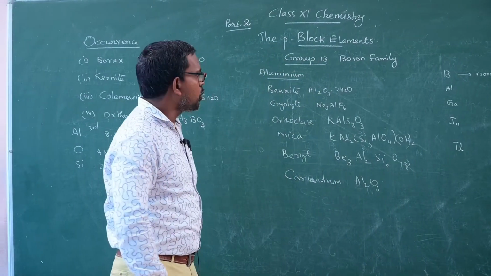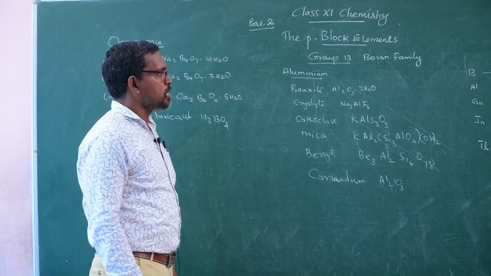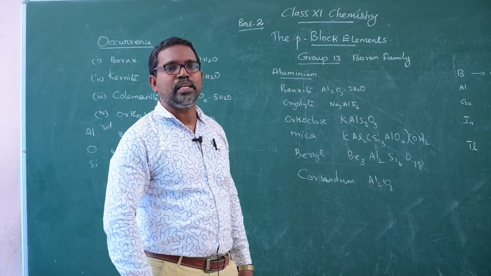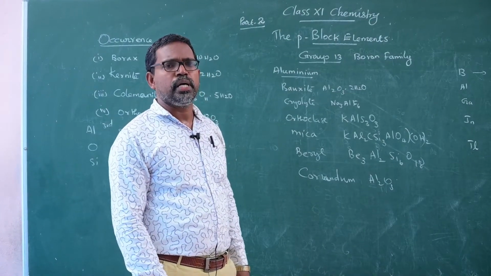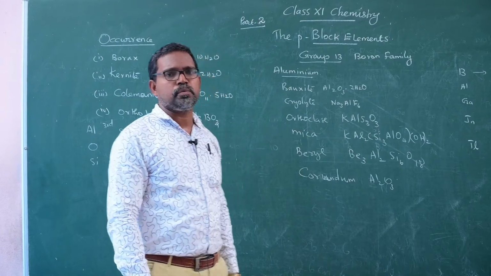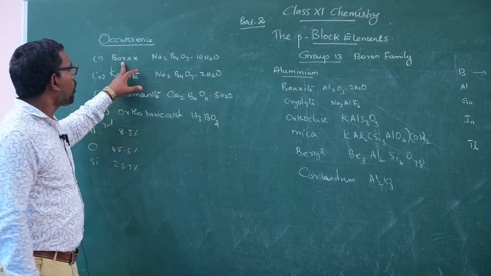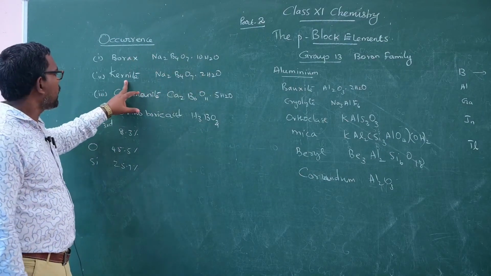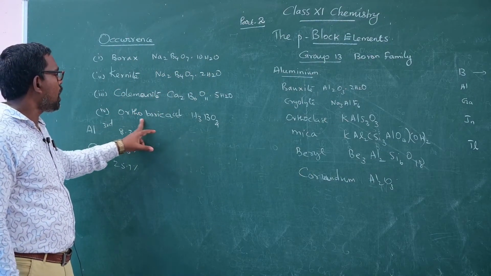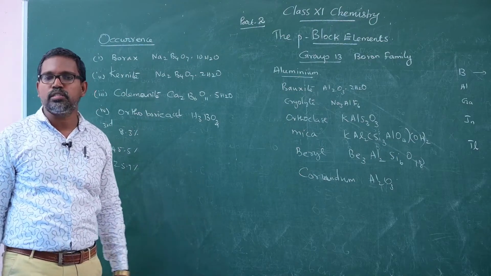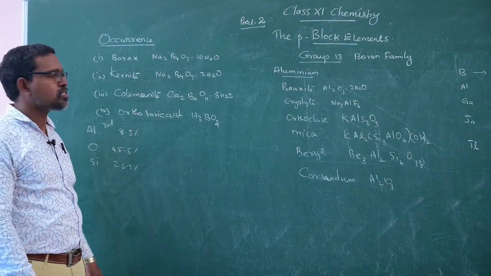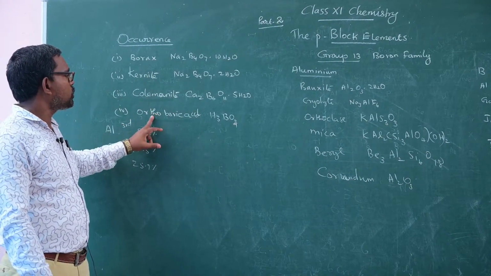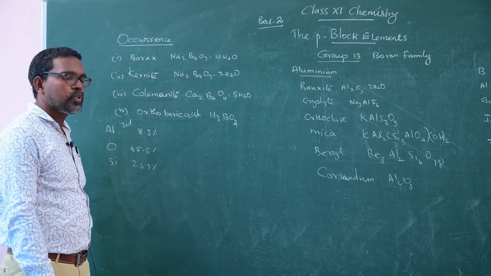The important sources or the occurrence of these elements are given below. Listen, boron is relatively rare in the earth crust, but it exists in the form of some compounds such as borax, Na2B4O7·10H2O, kernite, colemanite, orthoboric acid. These are some important sources or minerals of boron.